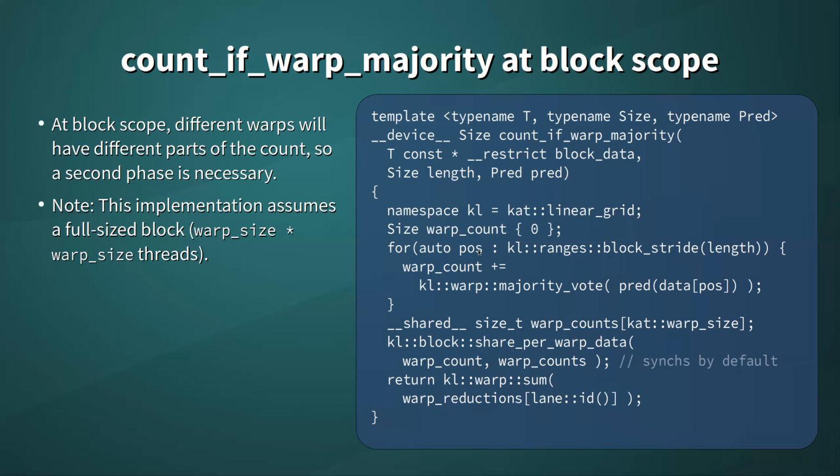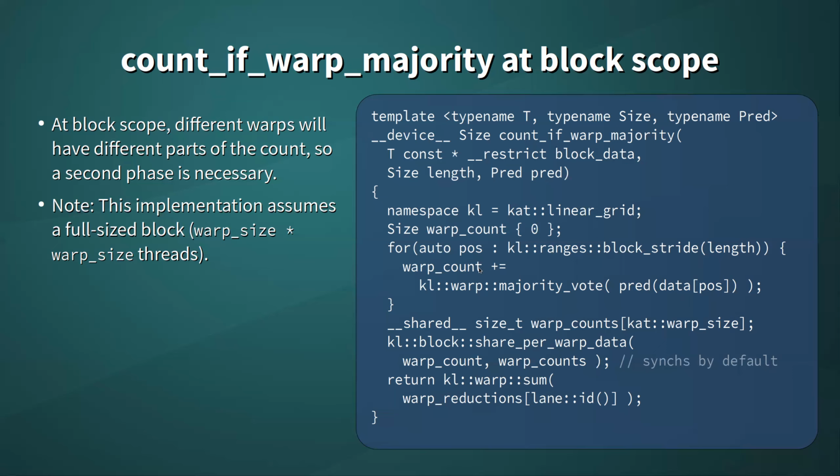So if a thread processes position 2, then it will go on to process 1026 and 2050 and so on. The inside of the stride looks pretty similar to what we had before. So we take an element of the data, and remember that the elements in the consecutive threads in a warp look at consecutive elements in the input. And so that's why they can still use the majority vote at the warp level on what they've gotten from the input, and add it up to a count.